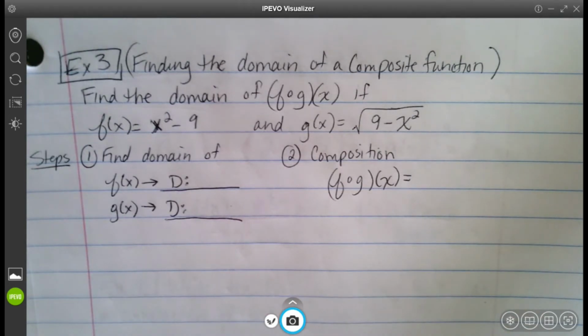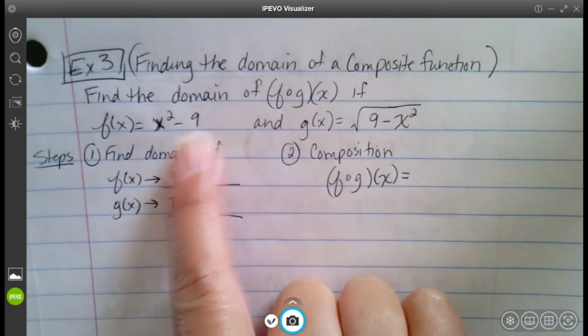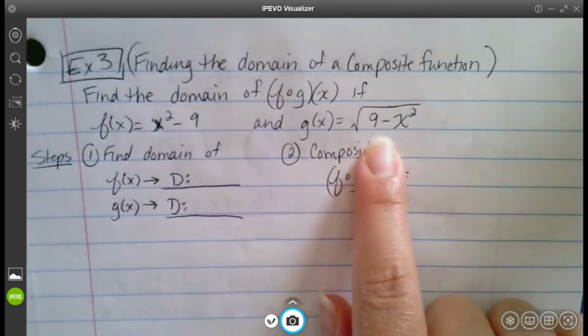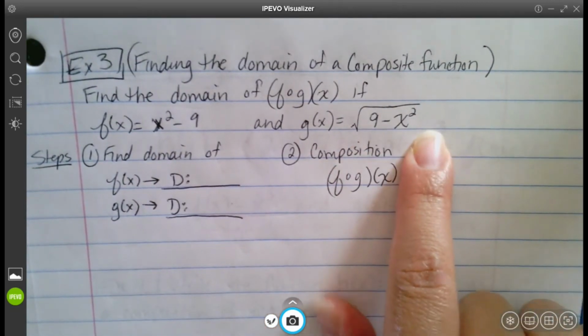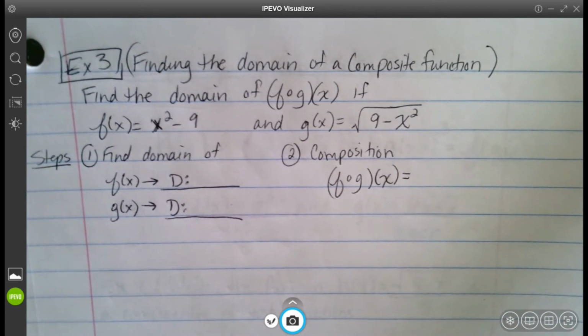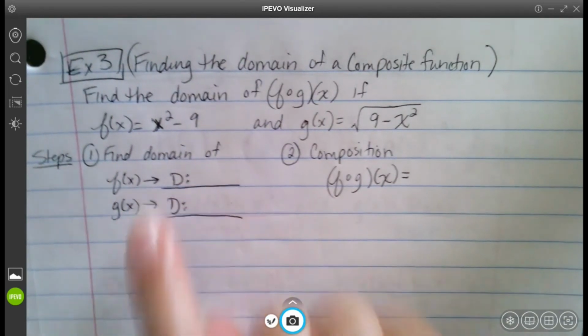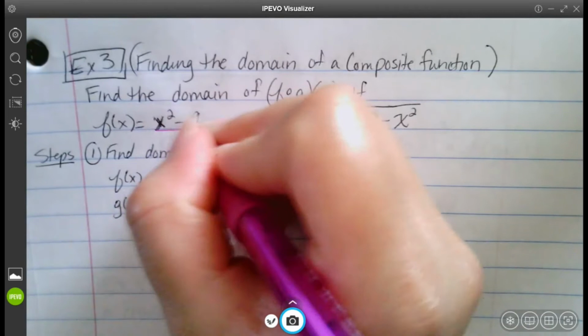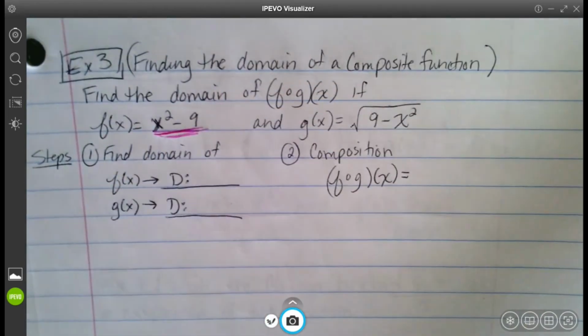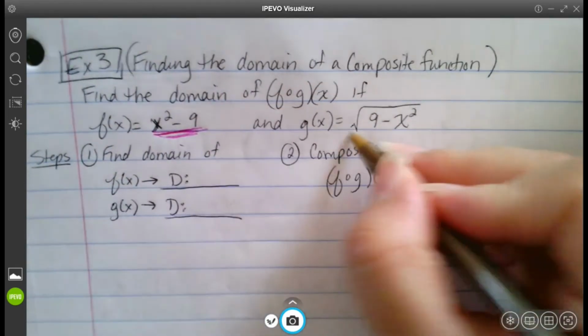Okay, so we have these 2 functions. f of x is x squared minus 9, and g of x is equal to the square root of 9 minus x squared. They look similar, so just be careful with that. Okay. Before we do anything at all, we're going to find the domain of these 2 individually, just to compare things in the end. So this is f of x and this is g of x.